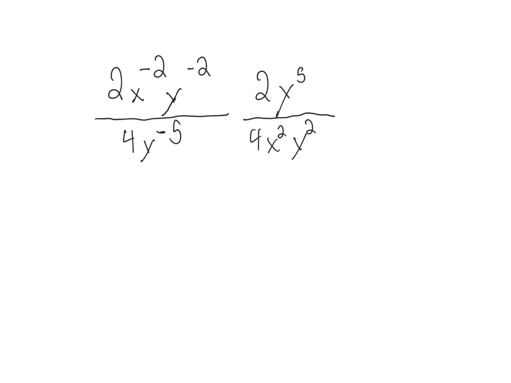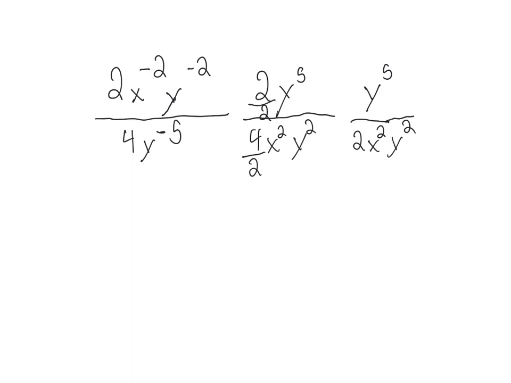Once we get to here, we know that 2 and 4 are divisible. So you can divide this by 2 and divide 4 by 2. And on top, you'll get y to the 5th over 2x squared y squared.